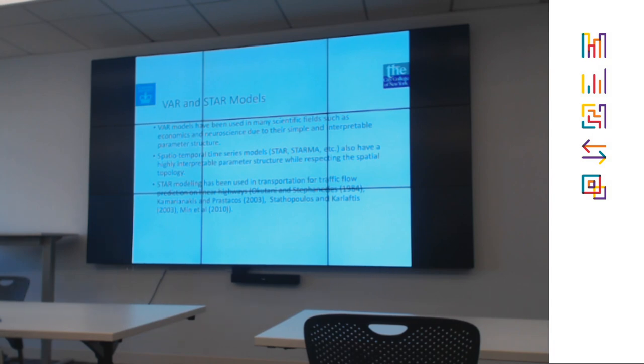So VAR is much older than STAR. STAR is a starting point, but it just originated maybe 1984 or 5 or something. So many of the properties of this STAR model are still unknown to us.